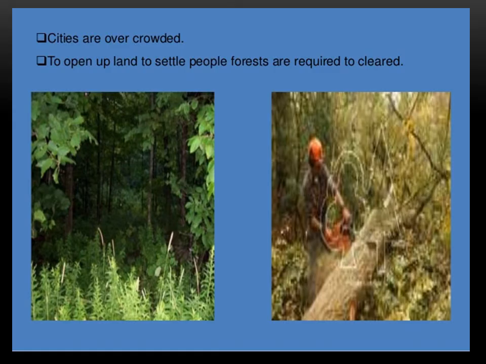Some cities have become so crowded that the governments have to move the people out of the cities. They have opened up land by clearing forests to resettle these people from the crowded cities. Now the government is setting up new towns and new housing schemes.